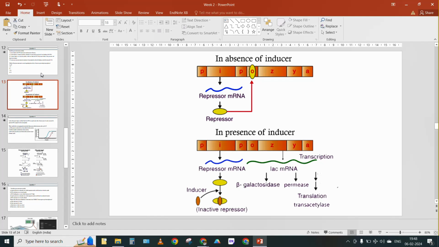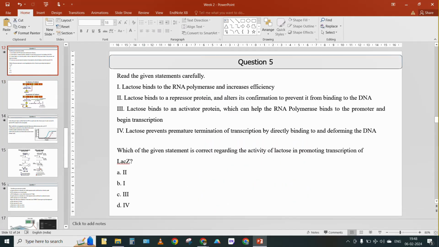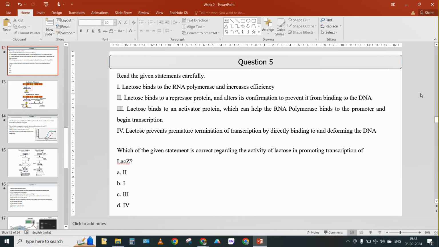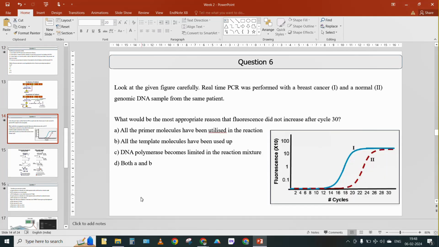So the option, answer A, and statement 2: the lactose binds to the repressor protein and alters its conformation to prevent it from binding to the DNA is the correct statement. Moving forward to the next question, which is question 6.